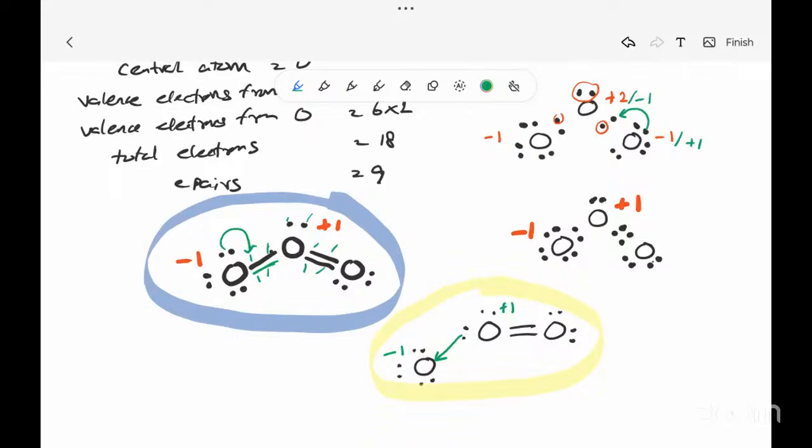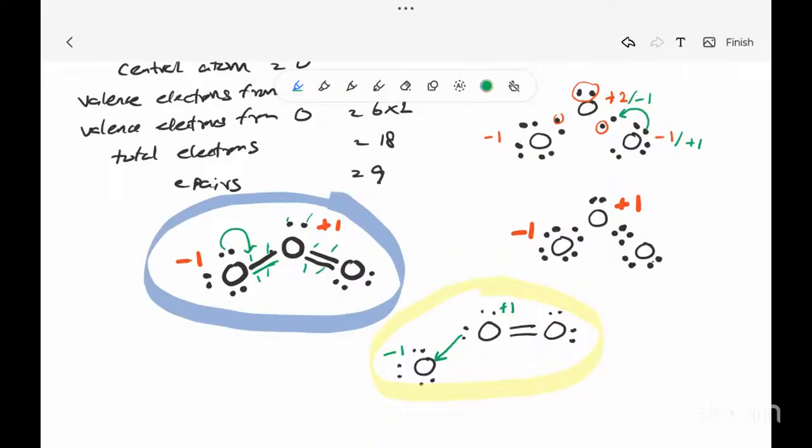Now let's say this is sulfur or something like that. Because that is coming from the electron octet.